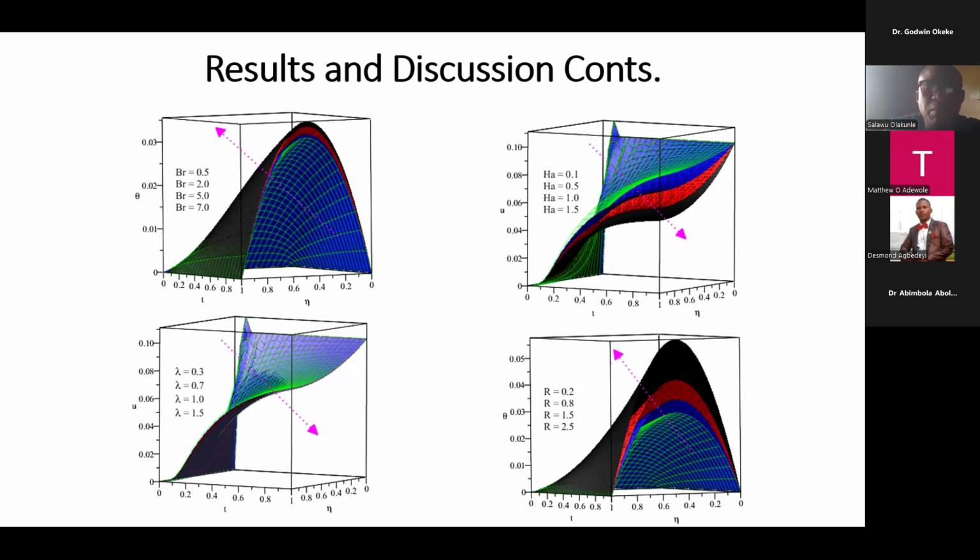We look at the effect of the Brinkman number. The effect of Brinkman is the first graph here. The effect of Brinkman was checked on the temperature, and it was discovered that as the Brinkman number increases, the temperature of the system, the heat that is being generated and transferred within the system, also increases. By implication, this is expected, and this is a wonderful one. So when developing a solar system, it is very important to pay attention to the Brinkman number, because as it increases, the temperature is also increasing.